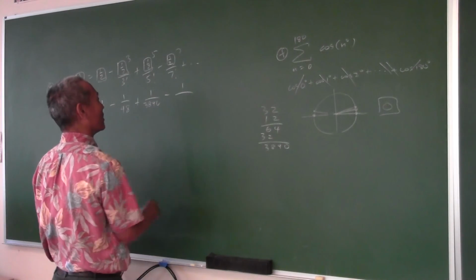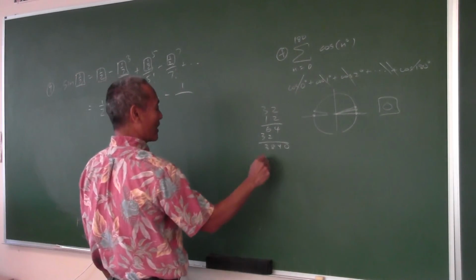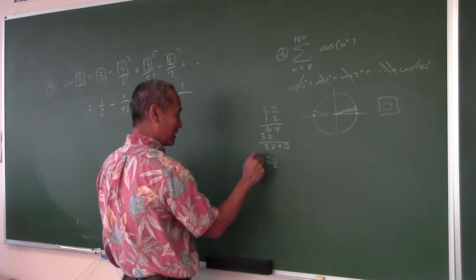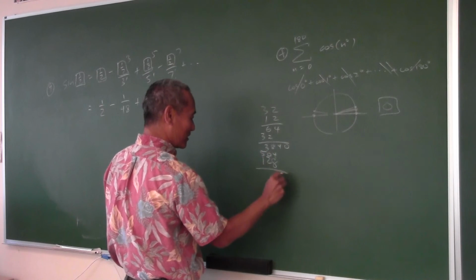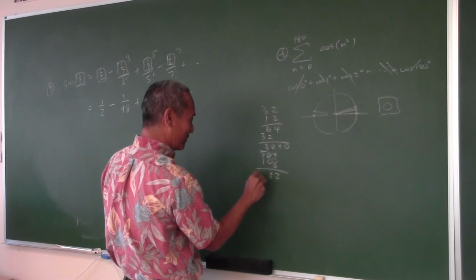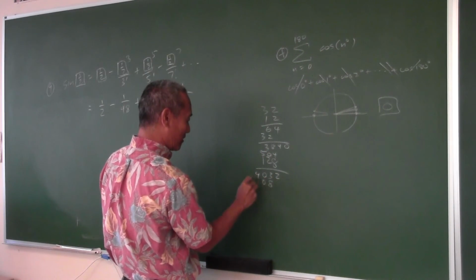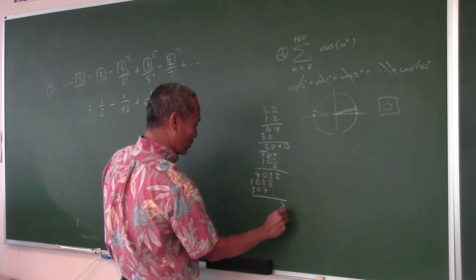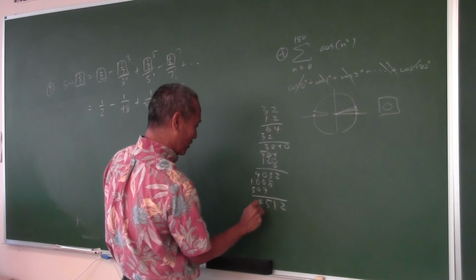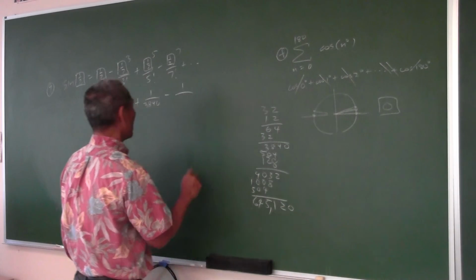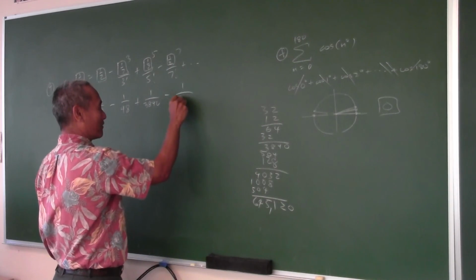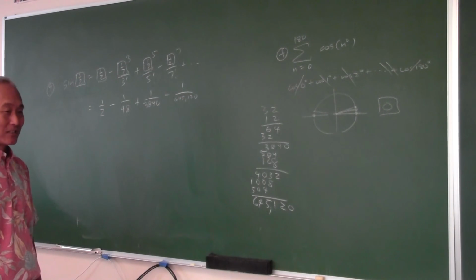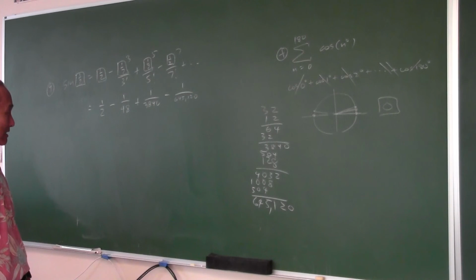So 1 over 2 to the 7th is 128. 7 factorial is 5,040. Why don't we just write 504 there? So what do we got? 128 times 5,040 is 645,120. So 1 over 645,120. Is that less than 1 over 10,000? You bet it is.